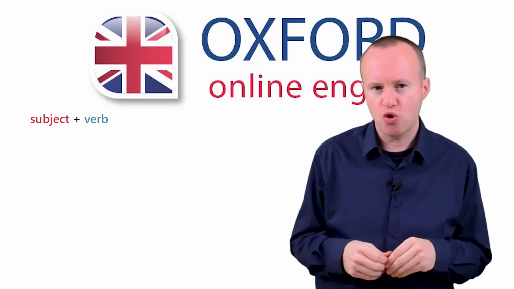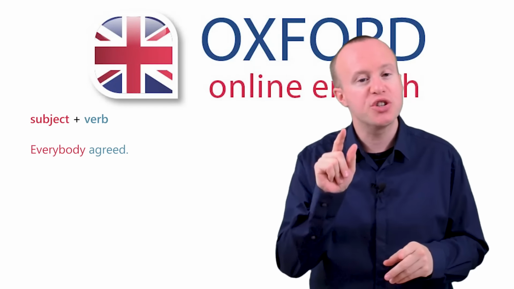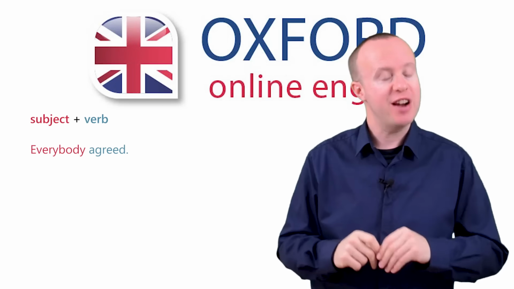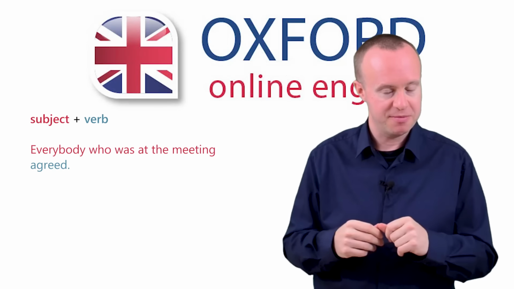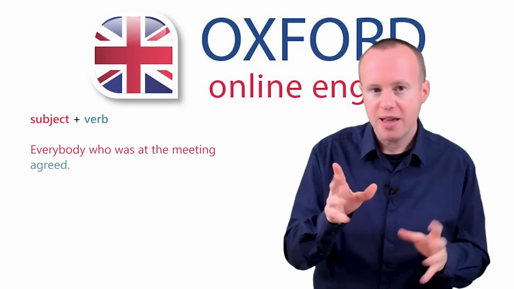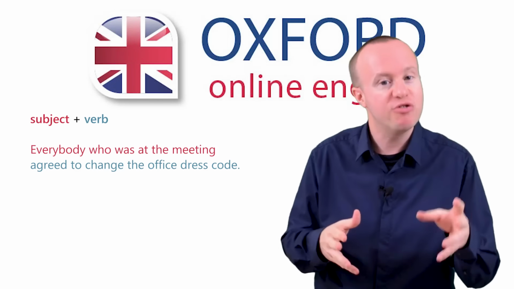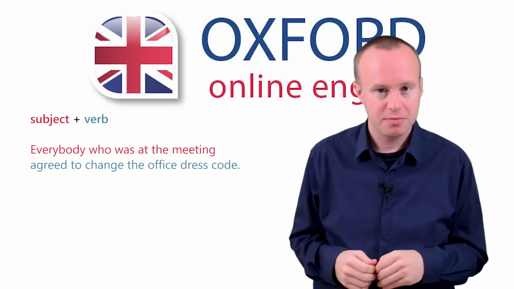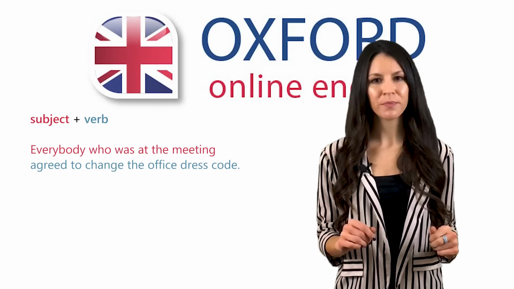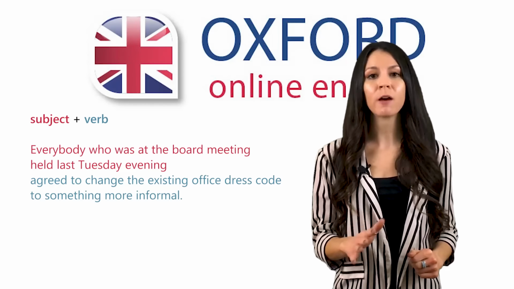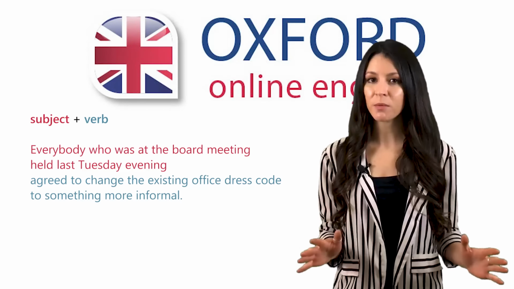Take a sentence you saw before. Everybody agreed. You can make the subject, everybody, into a phrase. For example, everybody who was at the meeting agreed. You can make the verb into a phrase like this. Everybody who was at the meeting agreed to change the office dress code. You can make each phrase even longer. For example, everybody who was at the board meeting held last Tuesday evening agreed to change the existing office dress code to something more informal.